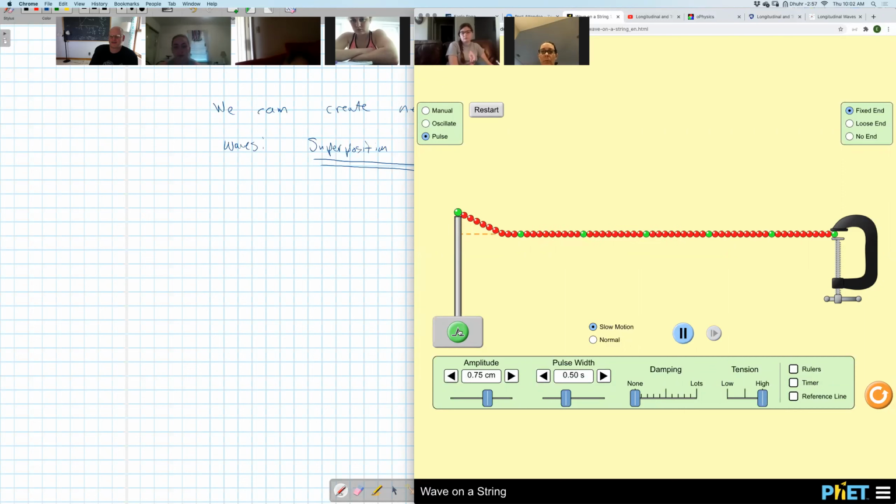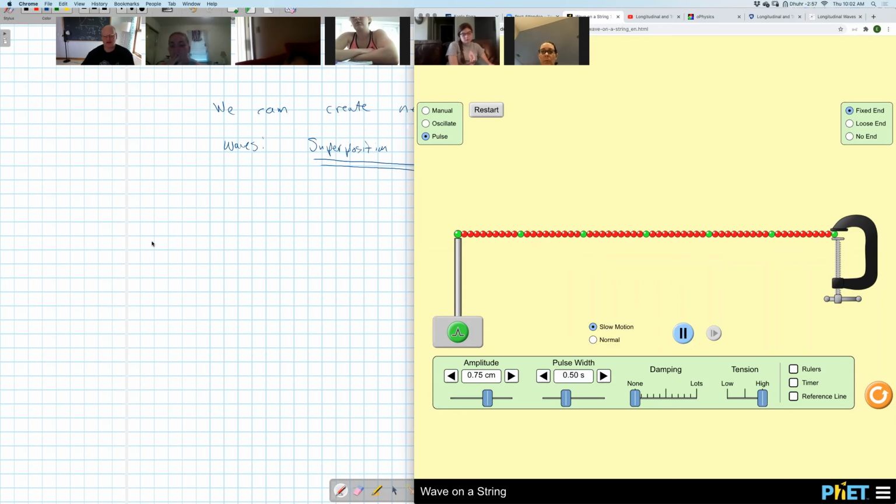Let's try that again. So initially it comes in, hits the boundary, and what happens to the wave? It flips to a minimum instead of a maximum. Good. So when it gets reflected back in, it goes what we call out of phase by 180 degrees.